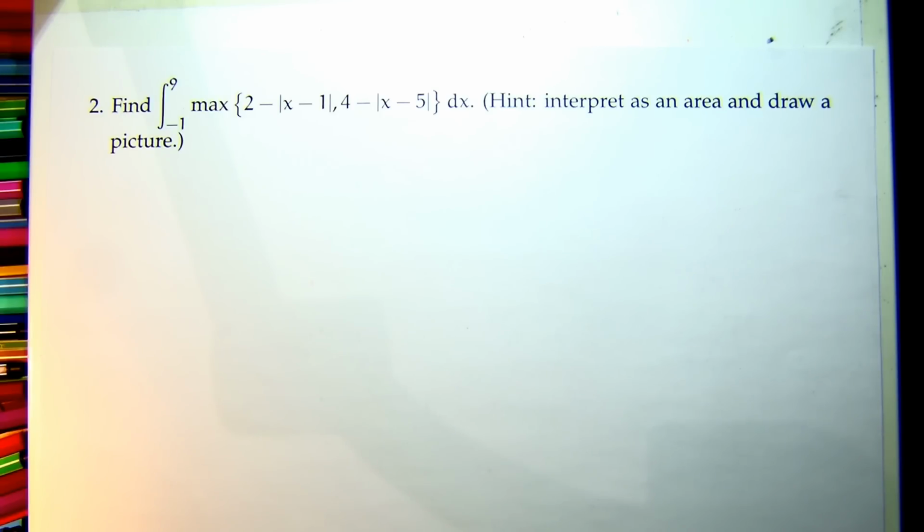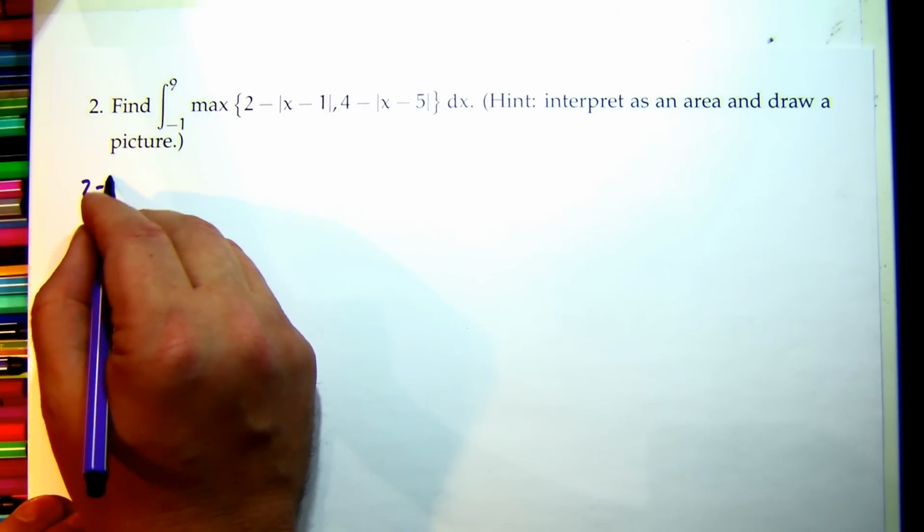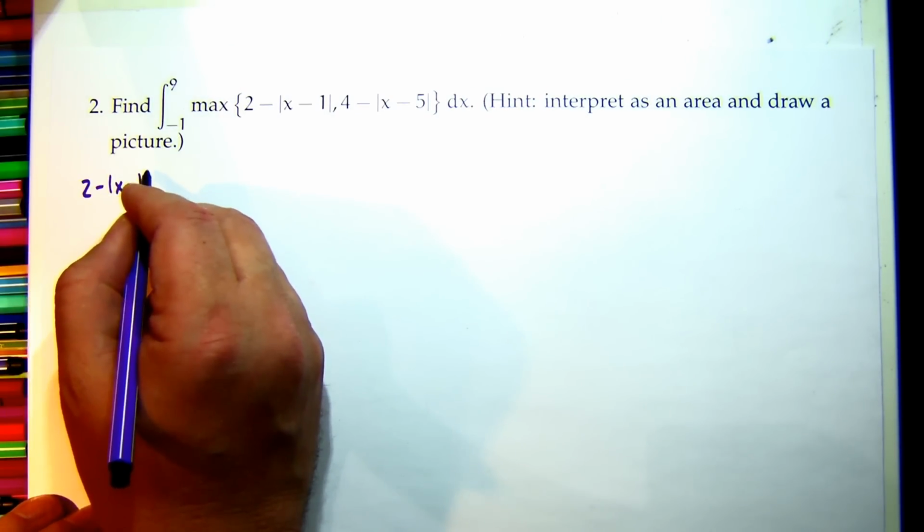So what's happening is it says we're taking the max of 2 different parts. So the max of 2 minus absolute value of x minus 1, or 4 minus absolute value of x minus 5. So there's these 2 functions which involve absolute value of x, and then we're taking the largest one. So let's sort of get a handle on what these functions look like. So let's start with, if we just do one, the other one will have something similar. 2 minus absolute value of x minus 1.